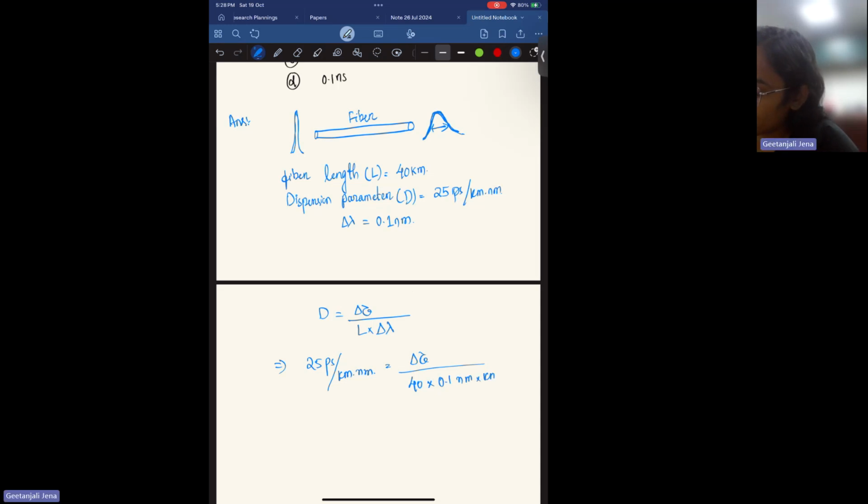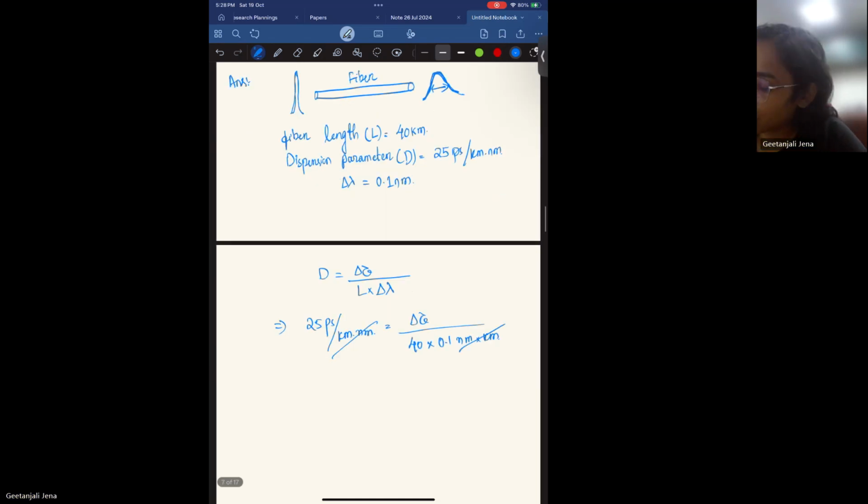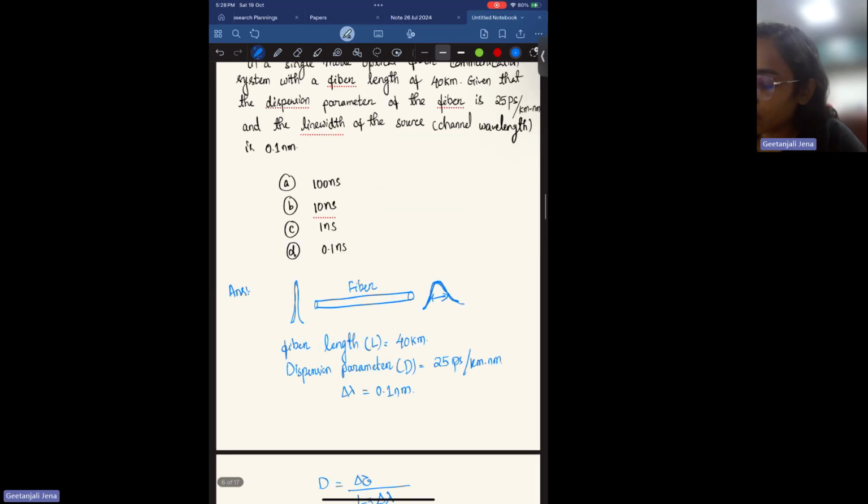There is kilometer here. This will cancel this unit. We will get 4 here. That means delta tau is 100 picosecond, which means it will be 0.1 nanosecond. So the answer will be option D, 0.1 nanosecond.